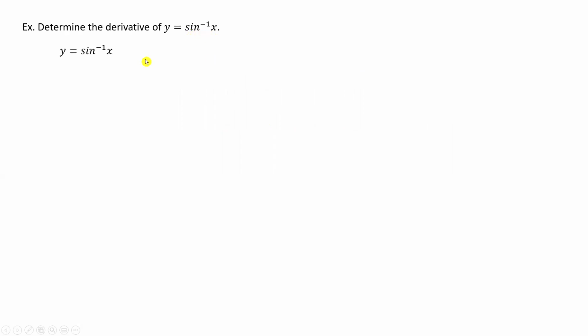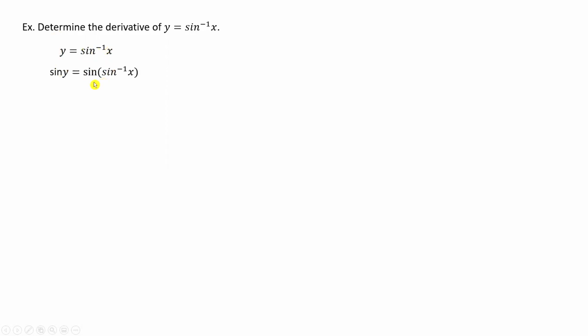Often, when we don't know a derivative and we look at it for the first time, we do the limit as h approaches 0, f of x plus h, minus f of x all over h. But we don't really know much about this function whatsoever. So we're not going to work with the definition. Instead, what we're going to do is take the derivative by first taking the sine of both sides of the equation. So the sine of y and the sine of the inverse sine of x.